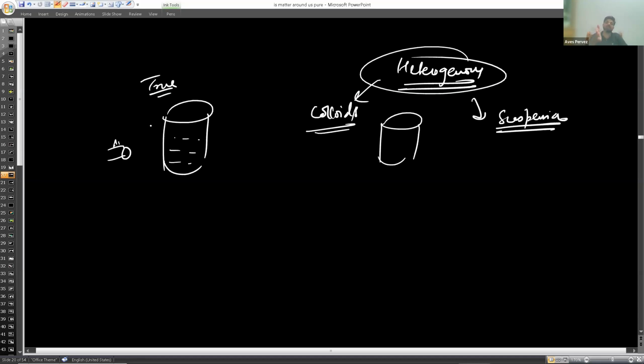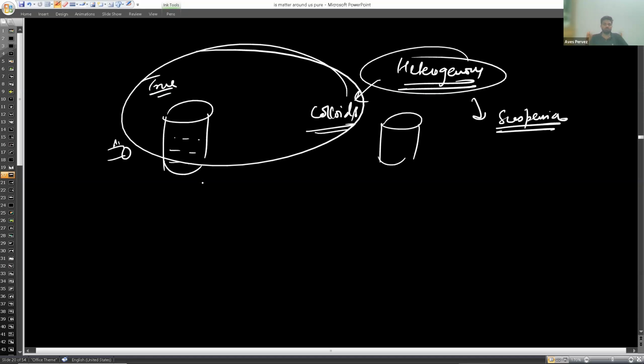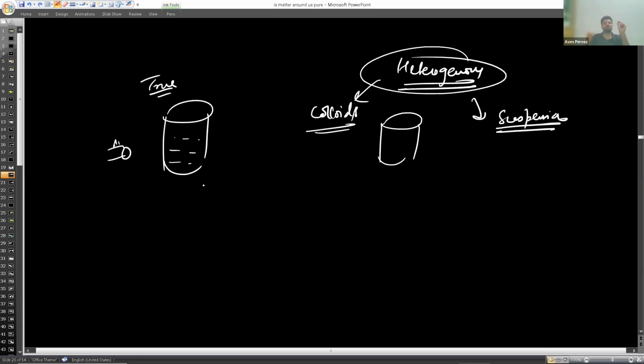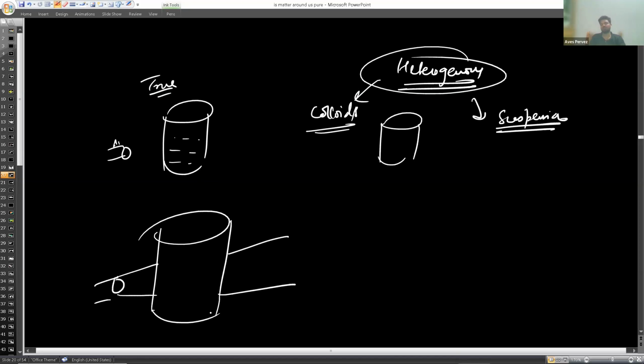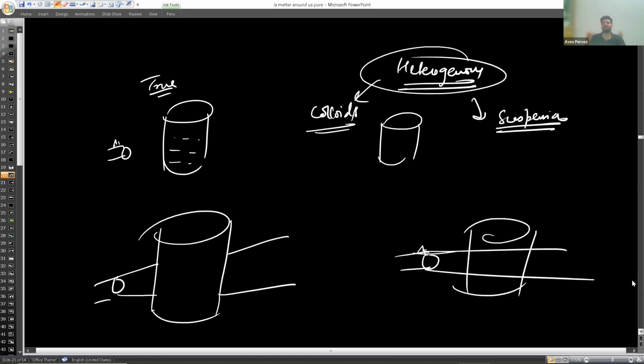Still, true solution and colloids have almost the same properties, so why are they different? Why don't they have a common name? The reason is that the particles of a true solution are so small that they will not let light scatter. When light falls on it, it does not scatter. So the path of light will not be visible in a true solution. But if you pass the same light through a colloid, the path of light will be visible. It is called the Tyndall effect. What do we call it? Tyndall effect.